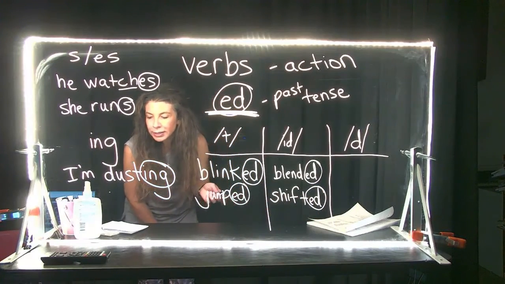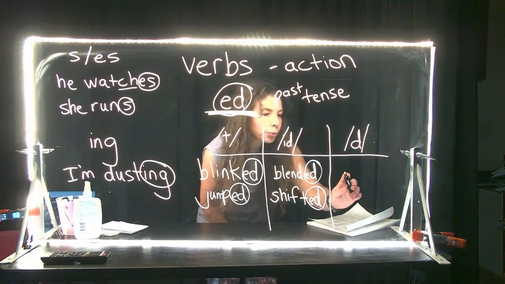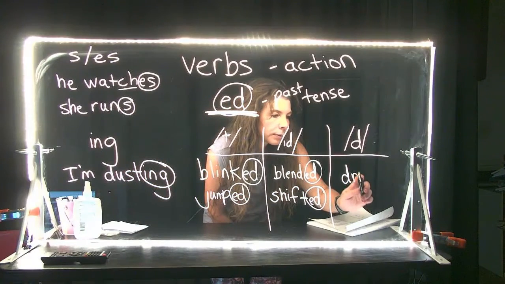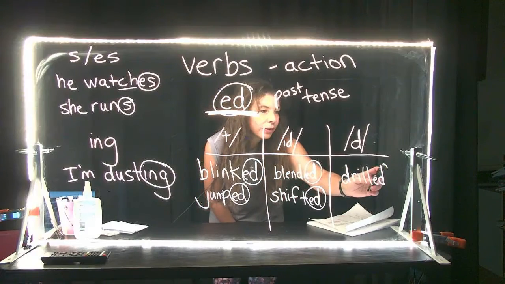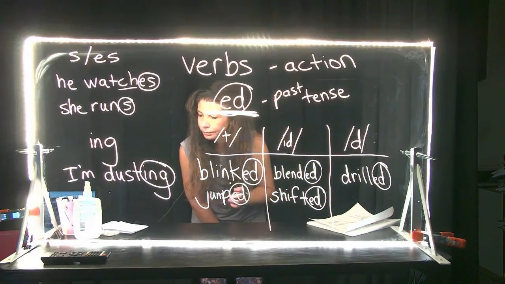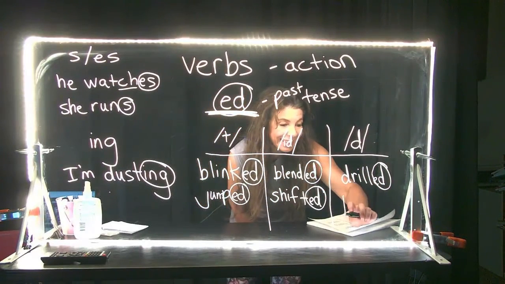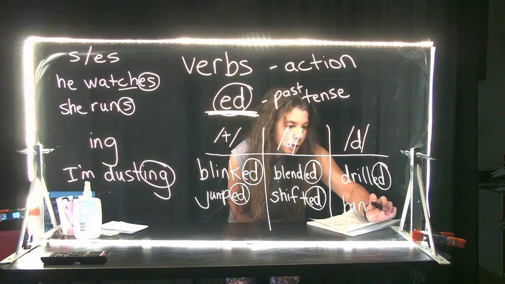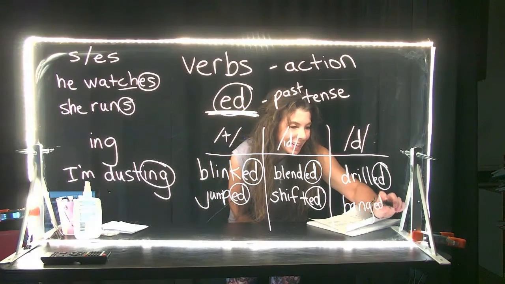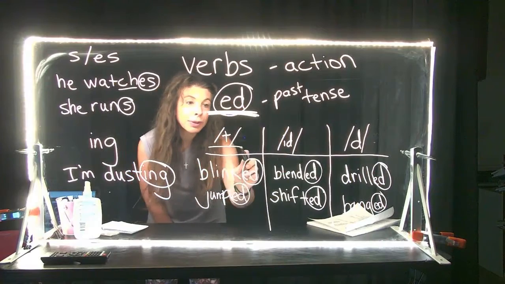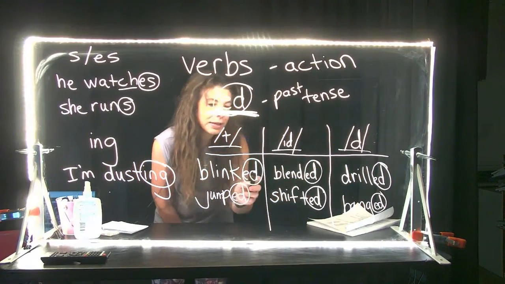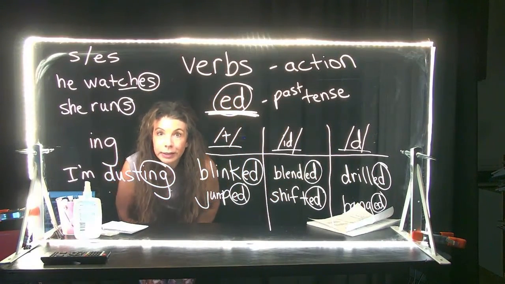And the last sound is d. For example, drilled. It sounds like it should just be a d. But it is an ed suffix. Drilled. Banged. If you bang something against the wall, banged, it is an ed suffix. So remember that ed makes 3 different sounds, but it is still the ed suffix.